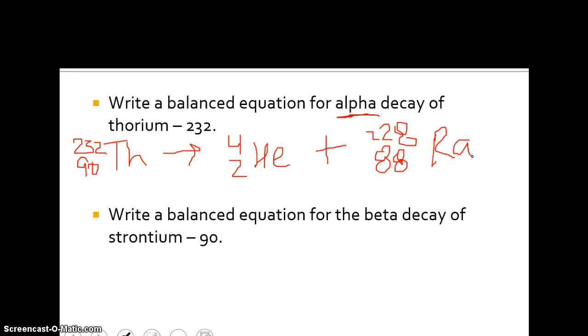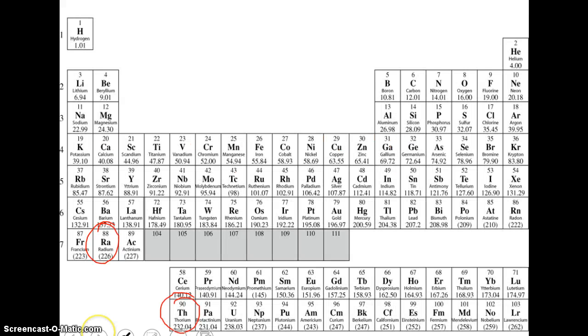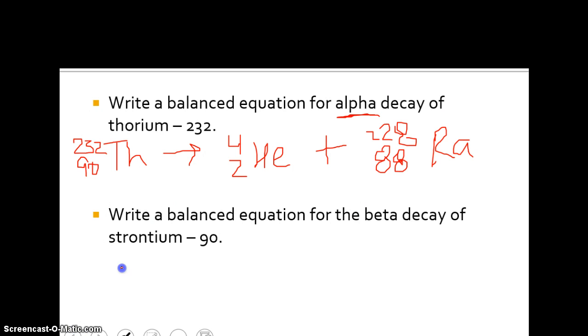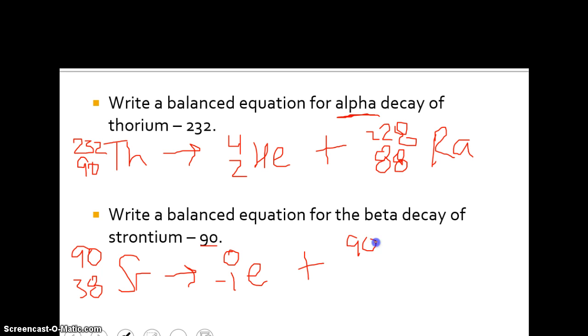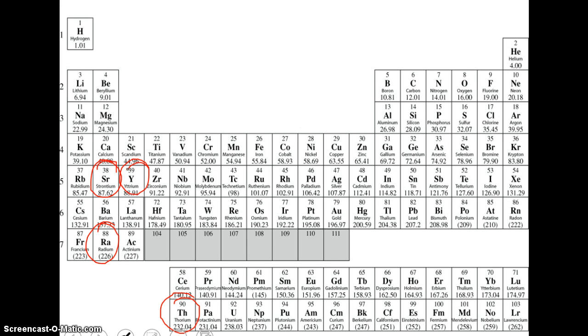Next, you should try the next one by yourself. So strontium is right here. It's number 38. So Sr 38, the 90 goes on top, and it's going by beta. So beta is your 0, negative 1 e, and we need to add something else. To make it even on top, you're still going to have 90 because 0 plus 90 is 90. Negative 1 plus what is 38? Negative 1 plus 39 is 38. And if you look on the periodic table, 39 is yttrium.